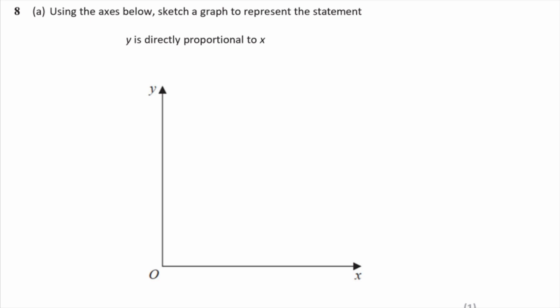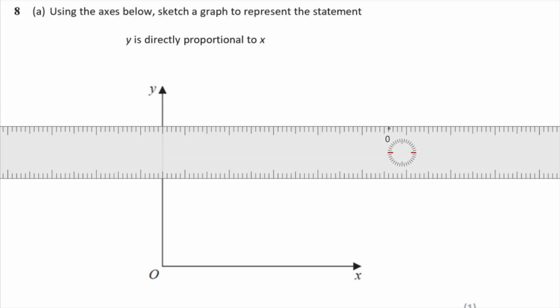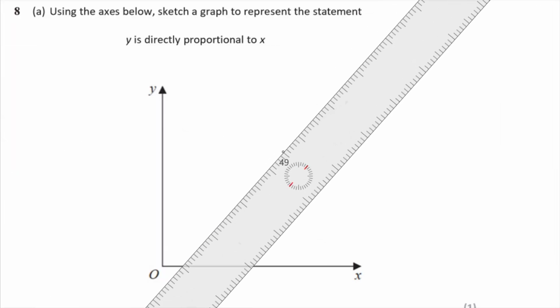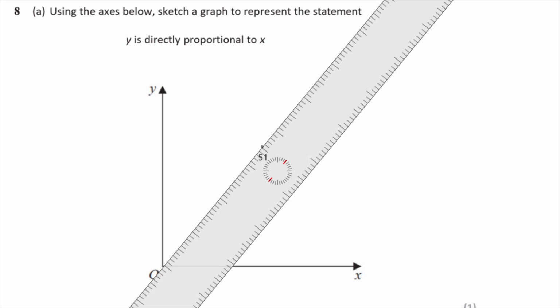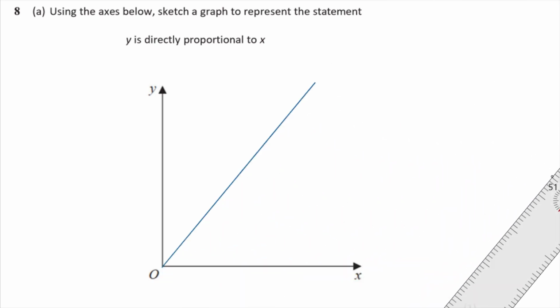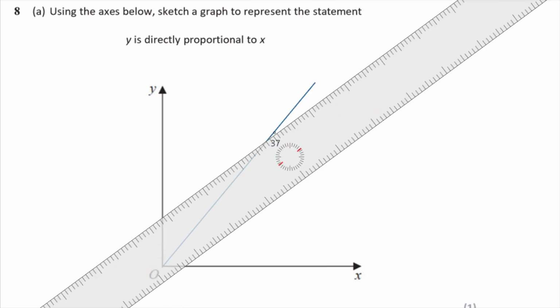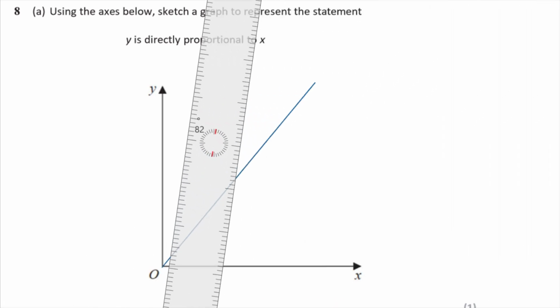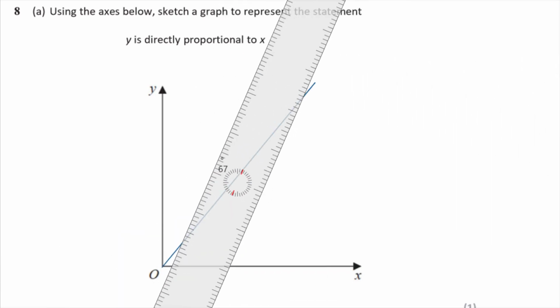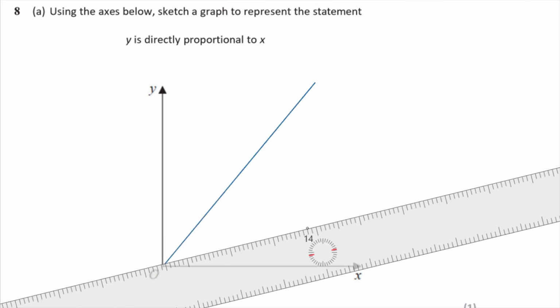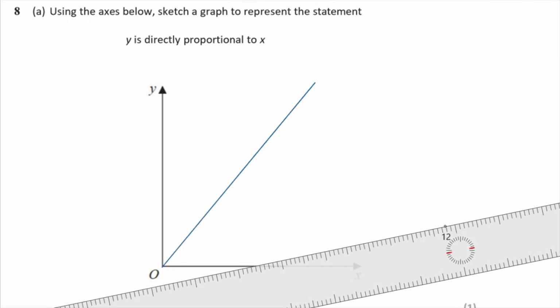Question 8a, using the axes below, sketch a graph to represent the statement y is directly proportional to x. Okay, this is a very simple sketch. It's just going to be a straight line graph, okay, but passing through the origin. Must go through the origin for direct proportion. Okay, so just any straight line, doesn't really matter how steep it is. Okay, that would depend on your coefficient of proportionality, but it must go through the origin. It must be a straight line.